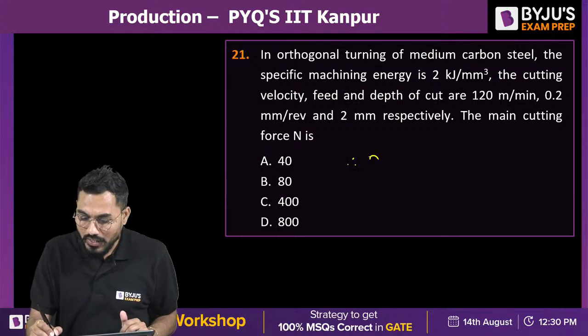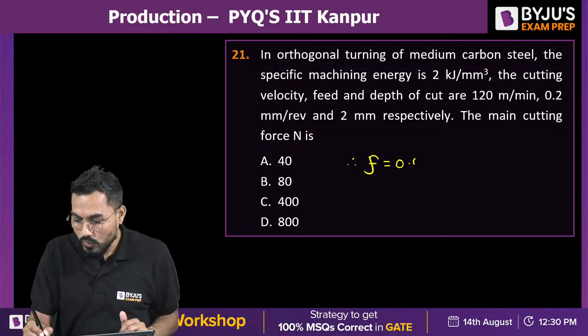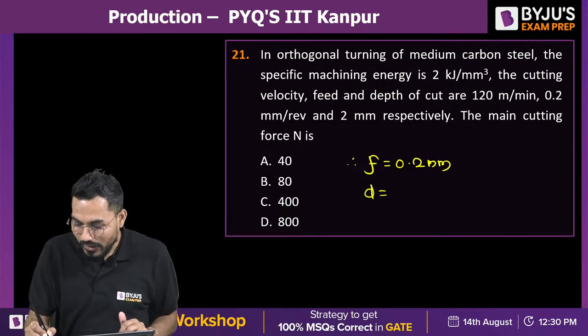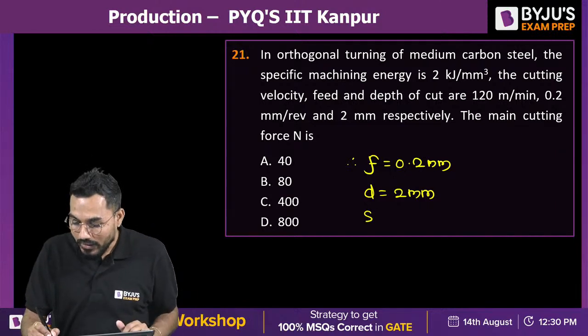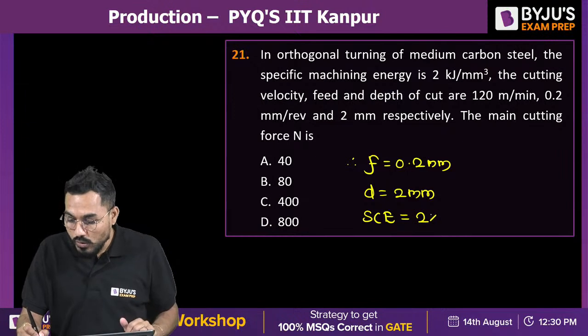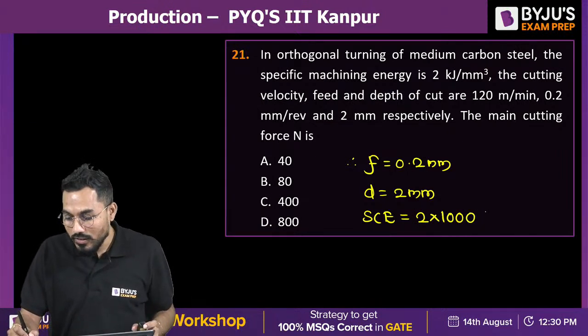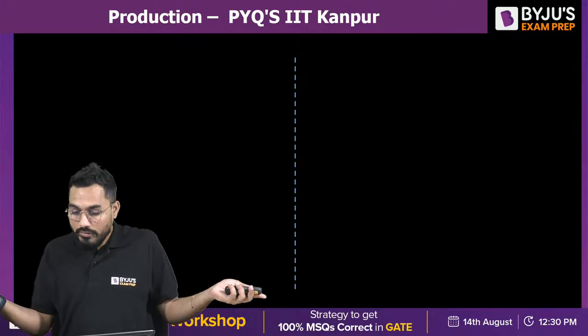So I'll say that, sir, feed is exactly equal to 0.2 mm, right, fine, actual feed, and depth of cut d is exactly equal to 2 millimeter, right, and the specific cutting energy is given as 2 kilojoule. I require it in joules, Newton into meter, so multiply by 1000. Is it true? Yes, that is joules per millimeter cube. So take these values.